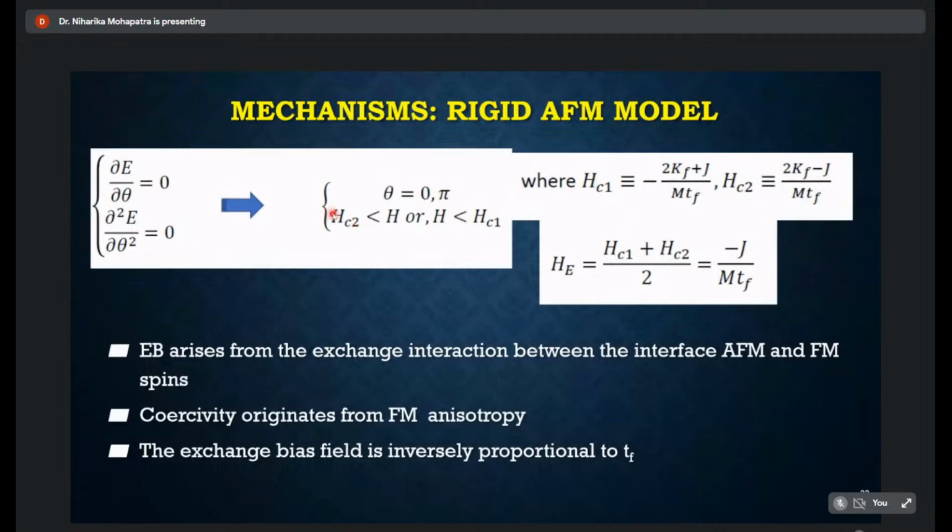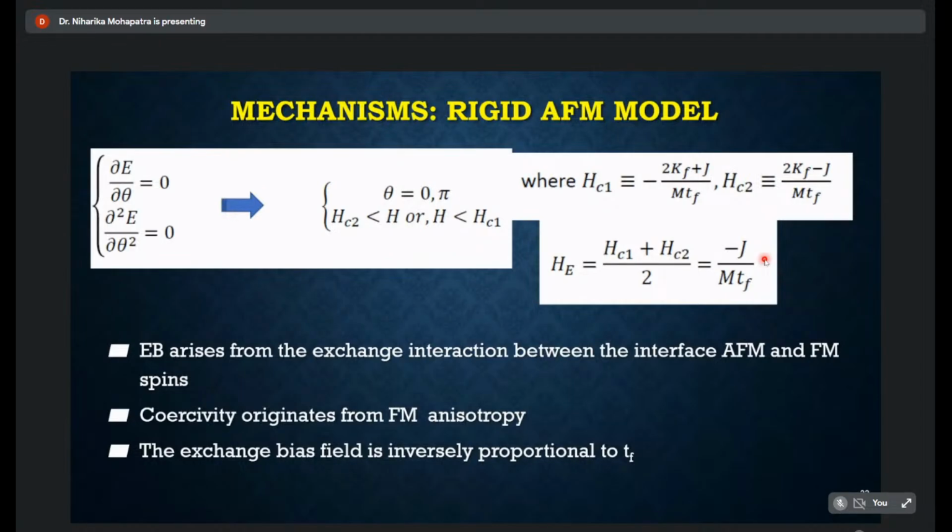So these two cases correspond to HC2 and HC1 of the hysteresis loop. And the exchange bias field is defined as the sum of these two fields divided by 2, which is also equivalent to minus J by M t_F. M is the saturation magnetization, t_F is the thickness of the ferromagnetic layer, and J is the exchange interaction between antiferromagnetic and ferromagnetic spins.